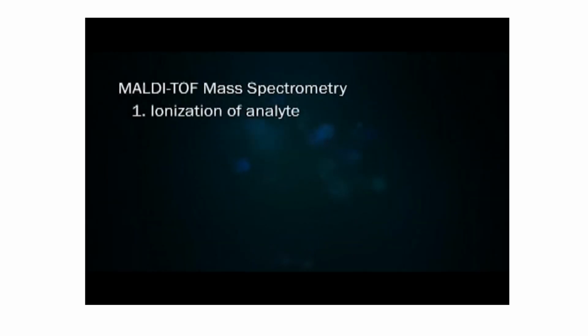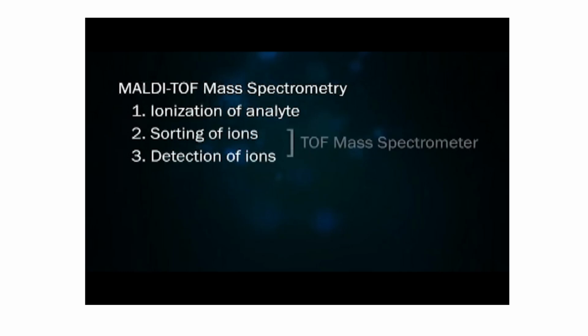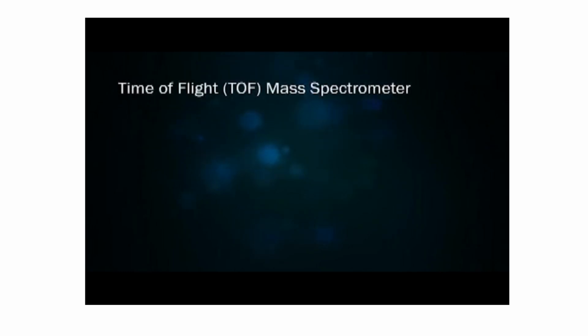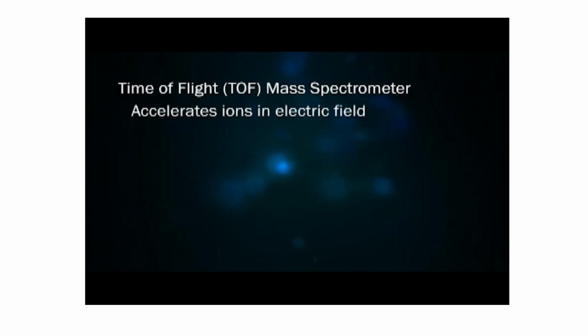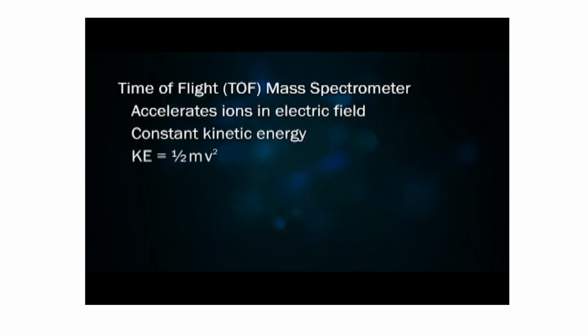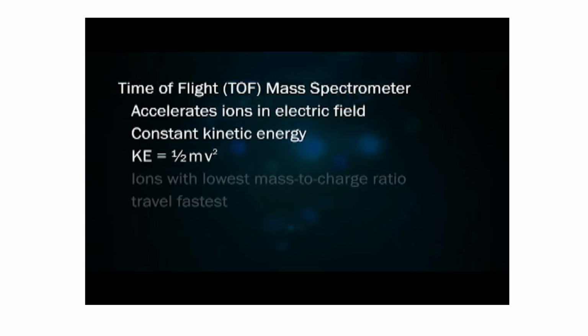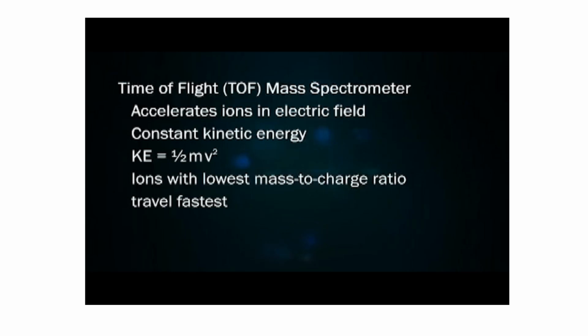Now that the gas phase analyte ions have been generated, their masses can be analyzed by the time of flight mass spectrometer. The time of flight process accelerates the gas phase ions in a high voltage electric field. This field imparts a constant amount of kinetic energy on the ions. Because kinetic energy is equal to 1/2 mass times velocity squared, a constant kinetic energy will cause the smallest of the ions to travel the fastest.